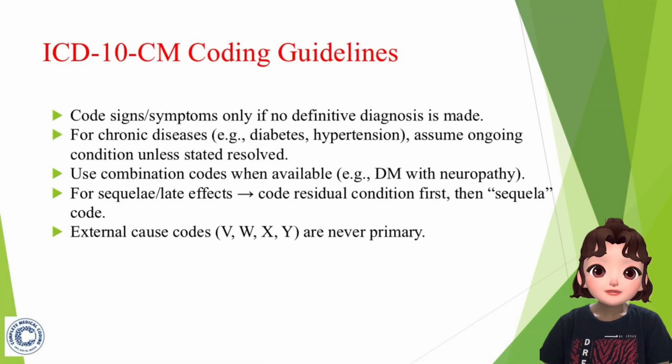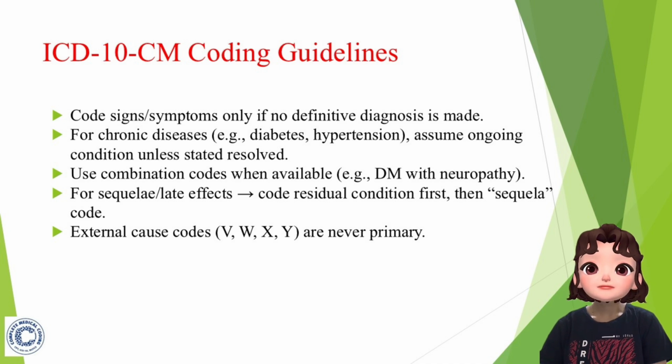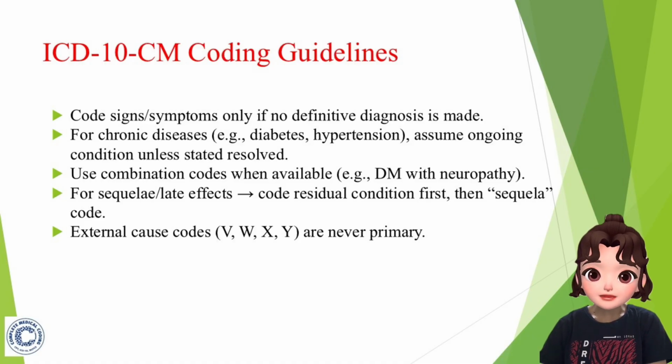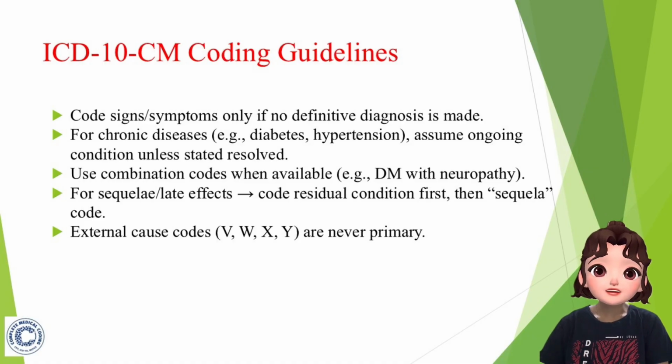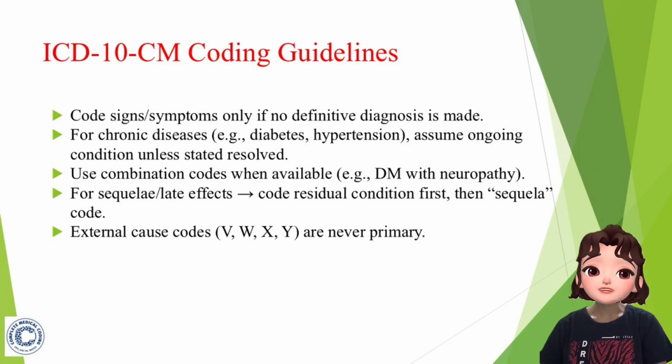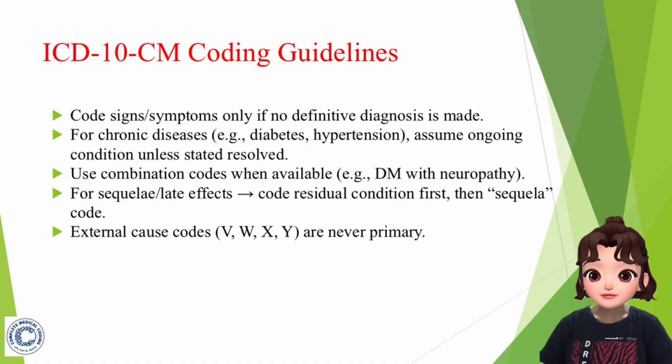Now, ICD and coding guidelines. In ICD, initially also I told you about the 7 characters coding guidelines. Now here, a few more. Code signs or symptoms only if no definitive diagnosis is made. This I had also mentioned in the first slide. You have to code signs and symptoms only if there is no confirmed diagnosis.